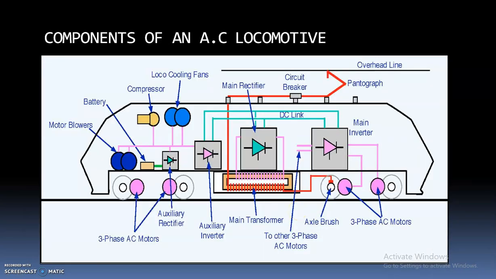So these are some of the components of an AC locomotive, and here the AC locomotive will also have a transformer on it and some converter circuits. This is excluded in our syllabus, so I'm not going deep into it.